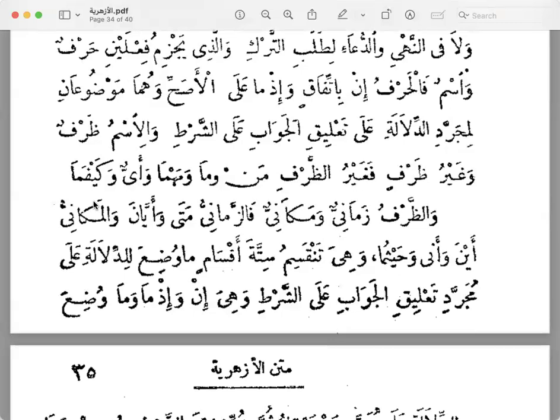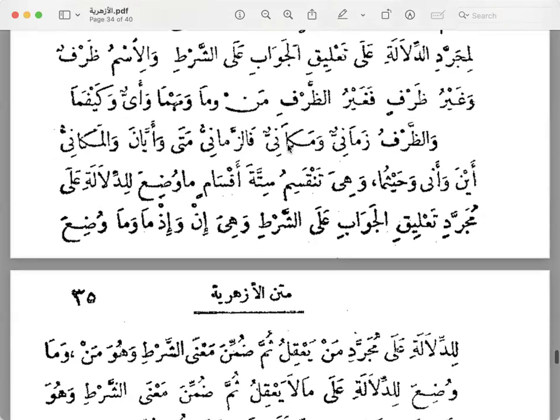So it's basically going to be a maf'ul mutlaq, right? كيفما تجيء كيفما تجئ أجئ. However, right? So that's basically like it's like saying, جئت مجيئك. I came in the same way that you came, right? So it's going to be a maf'ul mutlaq, but it's a bit weird.